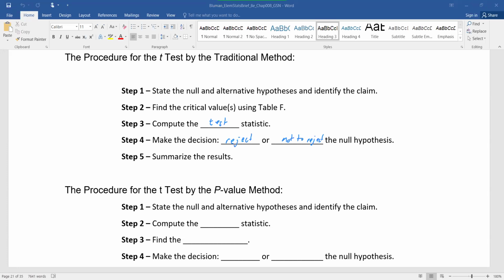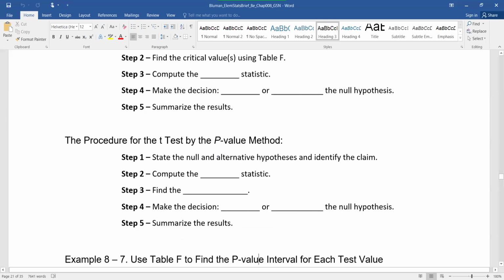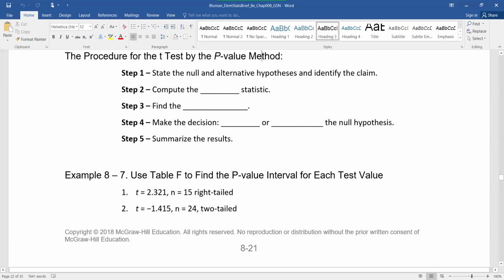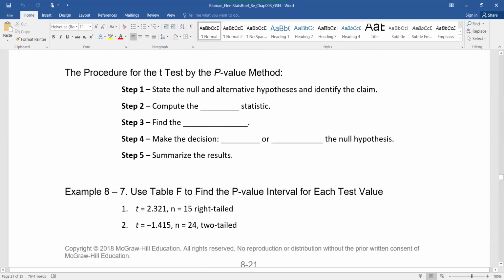And just like in the z-test, the t-test for p-value methods are also pretty similar. We will still state the null and alternative hypothesis and identify the claim. Step 2, again, we will compute the test statistic.